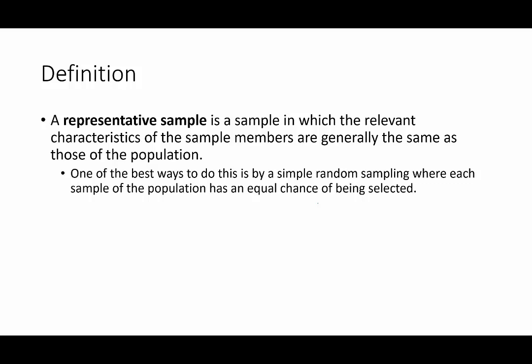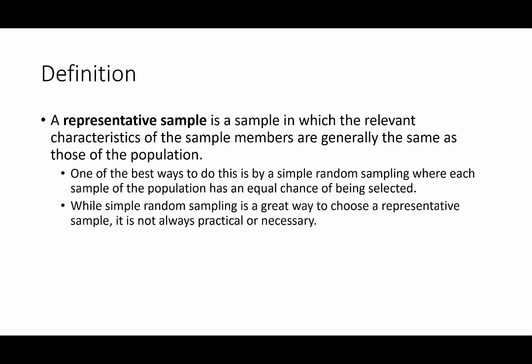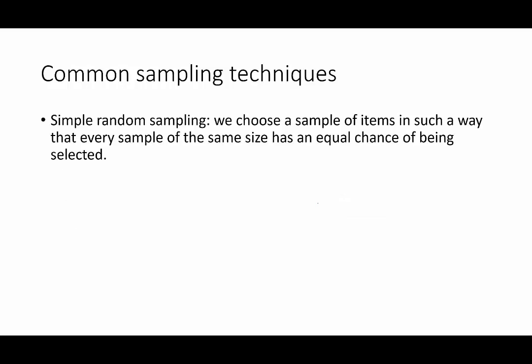So if I want to choose 100 male students at this university, all groups of 100 males have the same chance of being selected. While simple random sampling is a great way to choose a representative sample, it is not always practical or necessary or possible. Here are some of the common sampling techniques. There's the one we just talked about, simple random sampling. This is where we choose a sample of items in such a way that every sample of the same size has an equal chance of being selected.